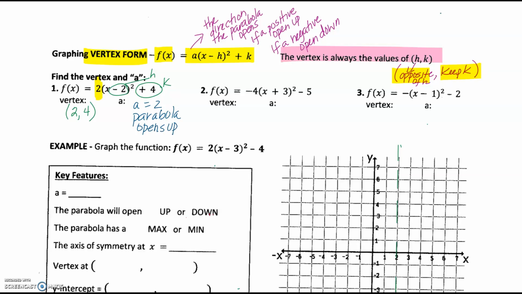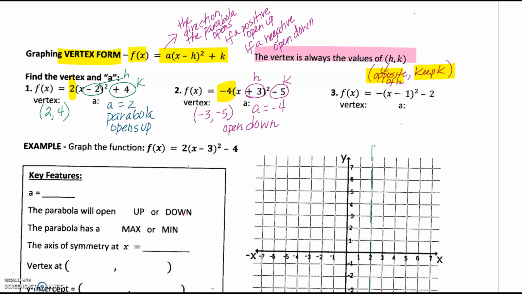Let's look at the second one. F of x equals negative 4 times the sum of x and 3 squared minus 5. Let's identify my h. This is h. Identify my k. This is k. The vertex says take the opposite of h. If I have positive 3, it's negative. And keep k. That's negative 5. Where do I get my a? It's what's in front of the parentheses. A equals negative 4. This is going to open down. Put the word open in front of it.